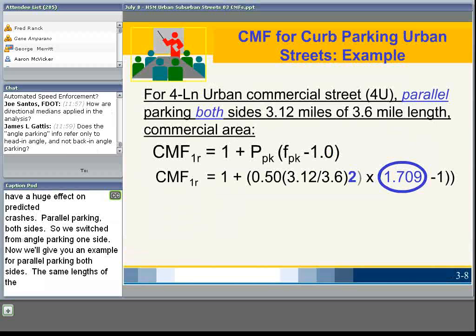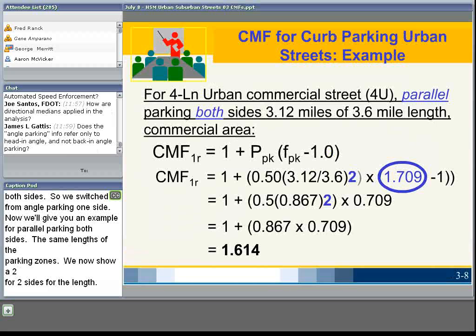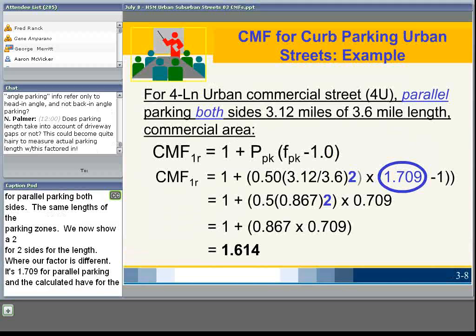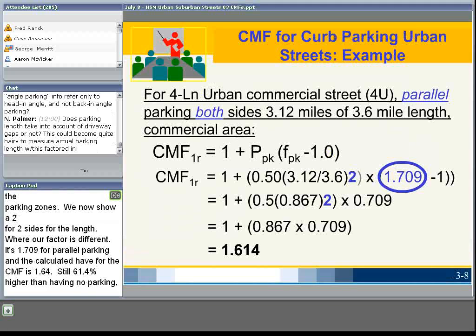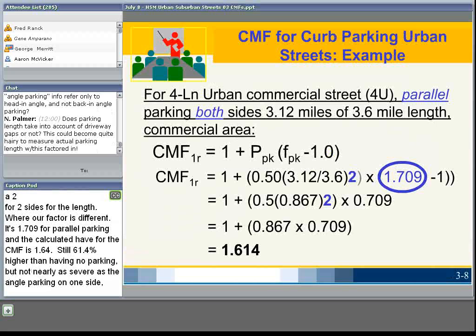This is a huge CMF. The effects of things like a foot of shoulder, a foot of lane in the 2-lane rural environment are 3, 2, 4% at most. When you see a factor that's 2.30 or 230% of the predicted value, that is a major, major significant effect, and will have a huge effect on predicted crashes.